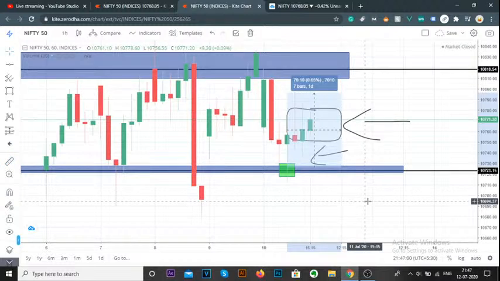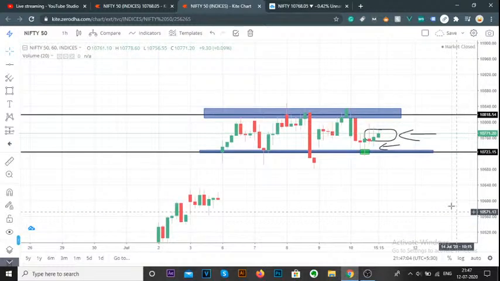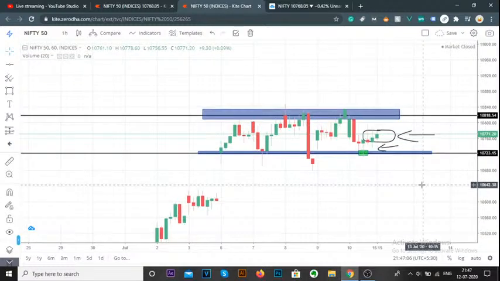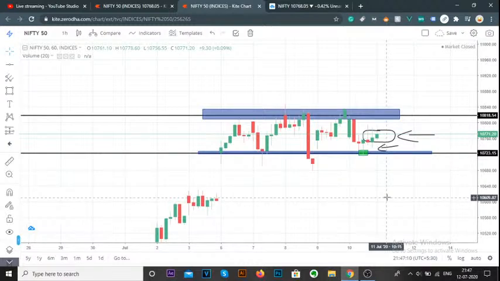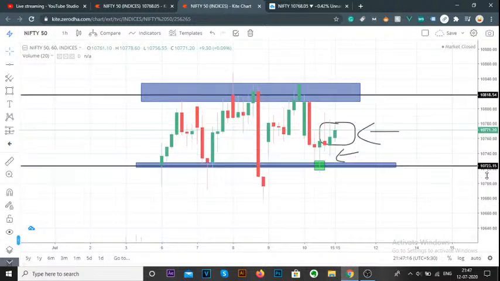Okay, the highest it went was 70 points, and to be very honest with you guys, 70 points is very less for Bank Nifty. I'm sorry, for Nifty. For Nifty it is more. My bad. For Bank Nifty it is less, and for Nifty 70 points, I'll give you a scale.